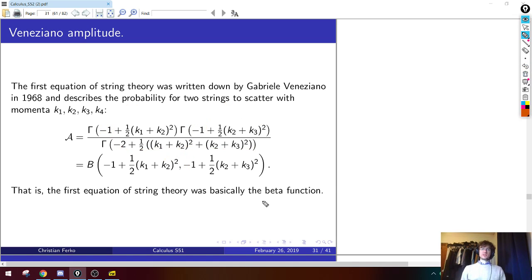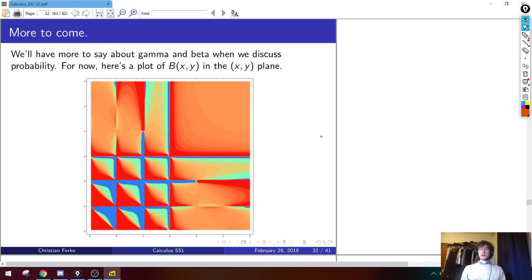So the punchline is that this crowning, first achievement that started the field of string theory is the beta function. Beta function for some particular choice of arguments. Good. Famous equation. And we'll have more to say about the beta function when we go on to probability. But for now, I'll just leave you with this nice picture.